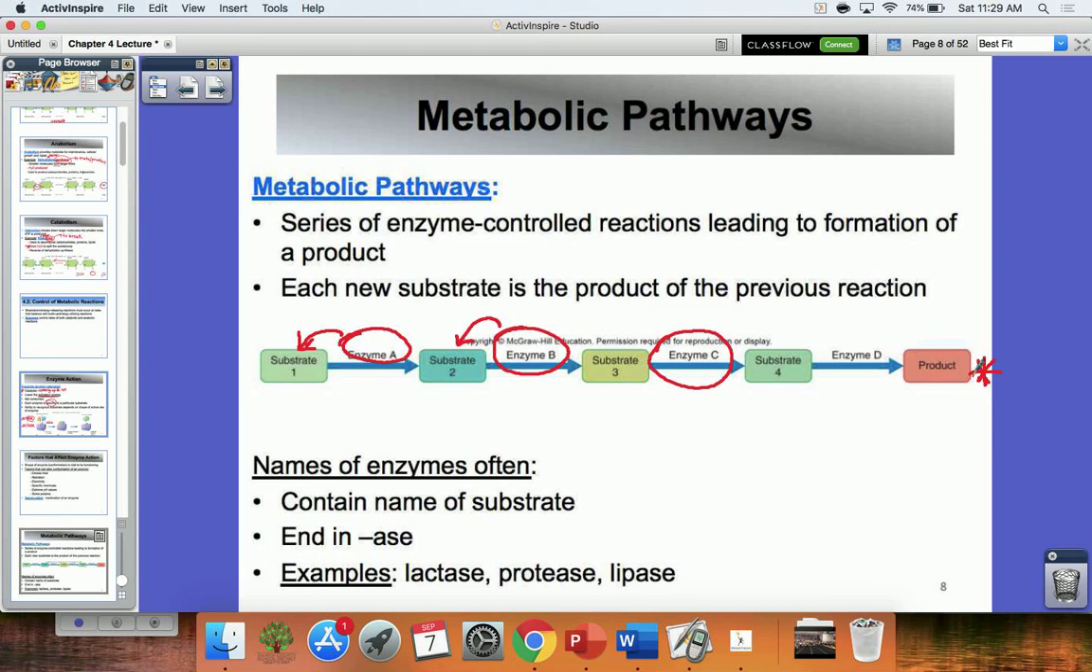If we have too little of that product, it could cause them to work better and connect and bind better. And this part here at the end is what I was referring to. Usually the substrate and the enzyme are going to be very close in name to each other, like lactase and lactose. And then the enzyme is usually going to end in ASE. For instance, protease breaks down proteins, lipase breaks down lipids.